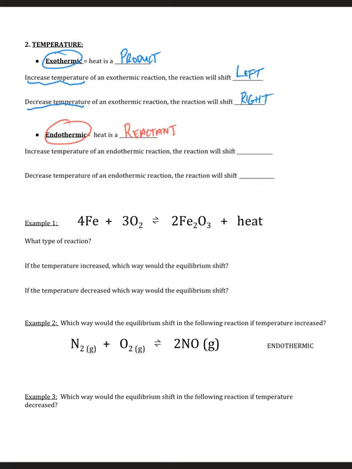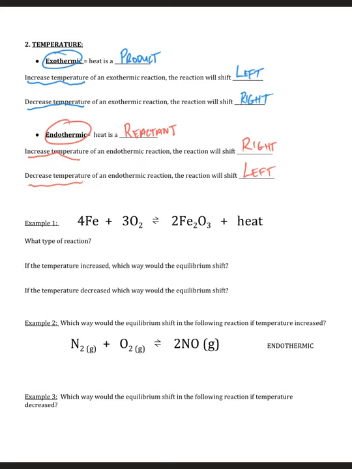Now, in an endothermic process, it's going to be the opposite because heat is on the other side of the reaction. If you increase temperature of an endothermic process, it's going to shift away from heat, which would be to the right in an endothermic process. And if you decrease temperature of a reaction, it's going to shift towards heat, and with an endothermic reaction, that would be to the left or towards the reactant side. Okay, so we have all that information. Now let's apply it to a few examples.